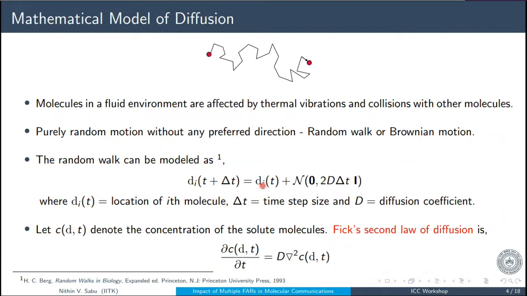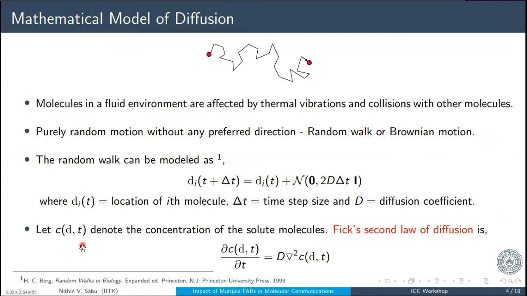If d_i(t) is the location of the ith molecule at time t, then the location of the ith molecule at time t plus delta t is d_i(t) plus a normal random variable with zero mean and variance 2D delta t times I. Here, D is the diffusion coefficient.